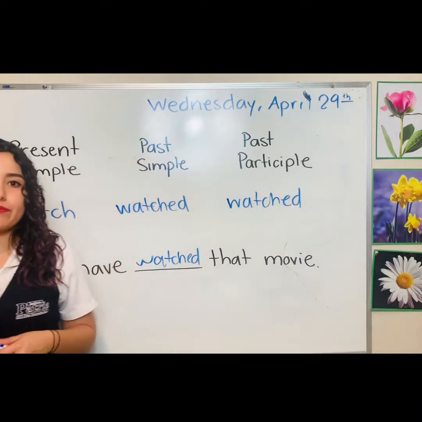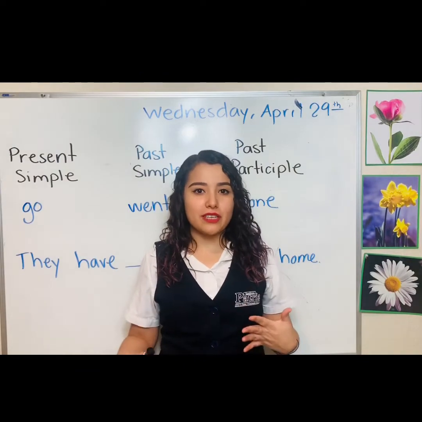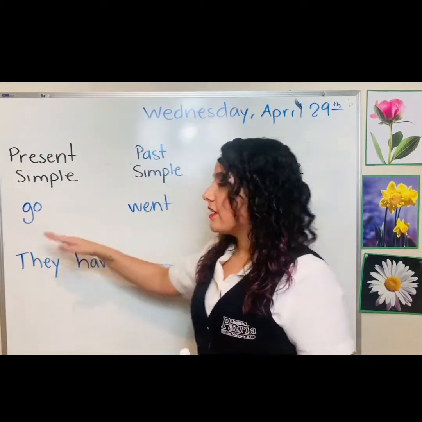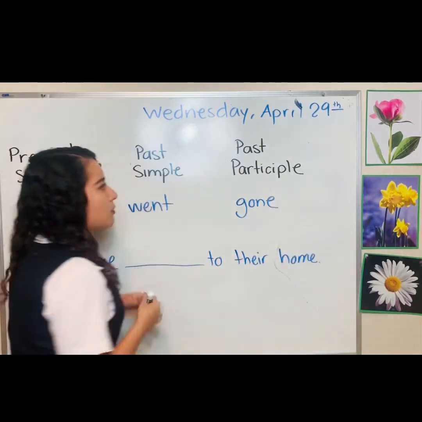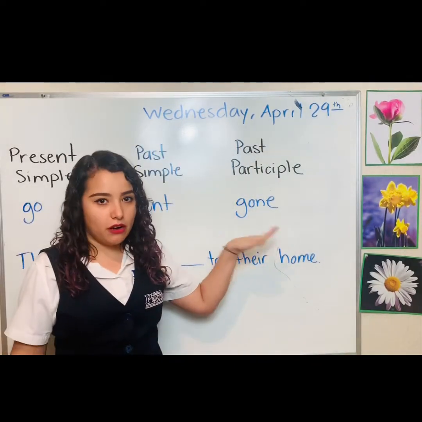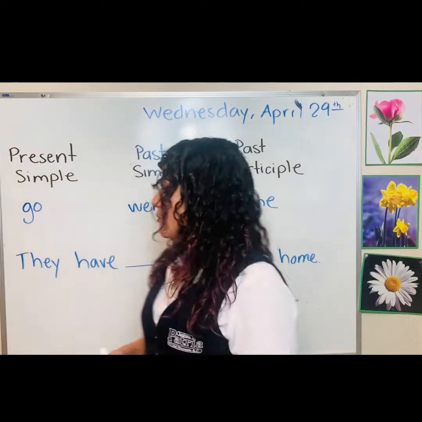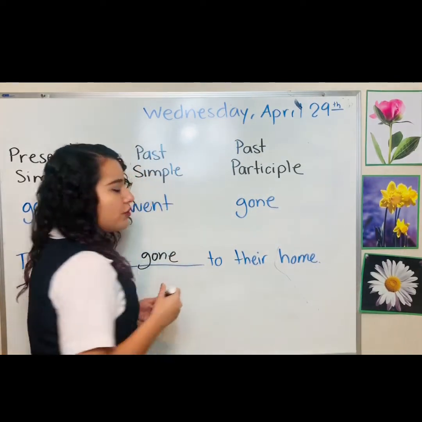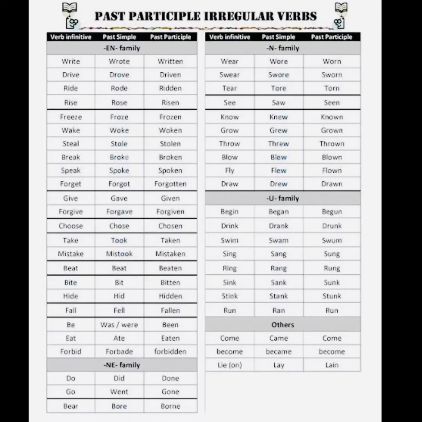that movie. But there are also some irregulars that change completely. For example, go. There is no "go-ed." There's went in the past simple, but the past participle is going to be gone. So if I want to make a sentence, it will be, they have gone to their home. Also, this is a very helpful list that says past participle irregular verbs, so you can see the verb infinitive, the past simple, and the past participle, which is the one that we're using right now.